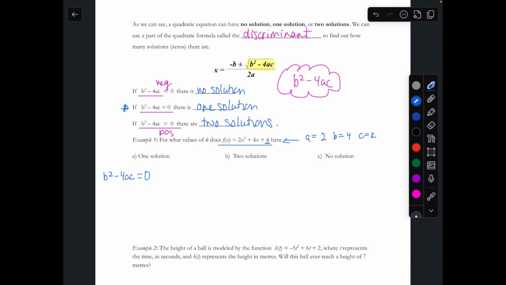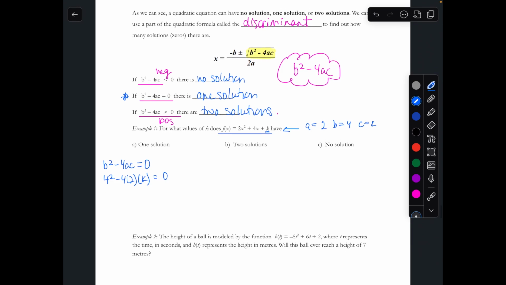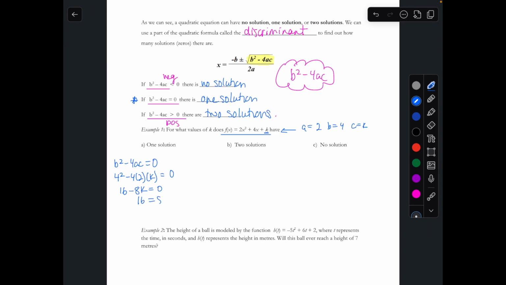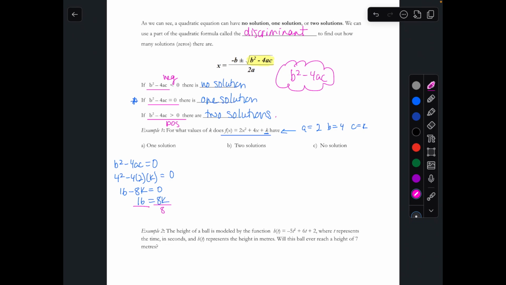So when I put it in this formula, I'm going to get 4 squared minus 4ac, which is 2 and k, and I know that in order for us to have one solution, that part needs to be equal to 0. So I get 16 minus 8k equals 0. 16 equals 8k. And then if I divide both sides by 8 to get rid of the 8 here, I know that my k value has to be 2. So when k is 2, then I know that this quadratic will have one solution.